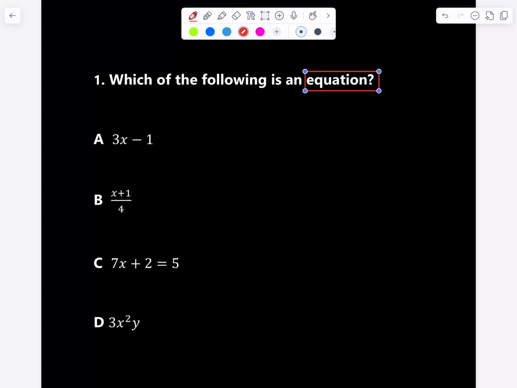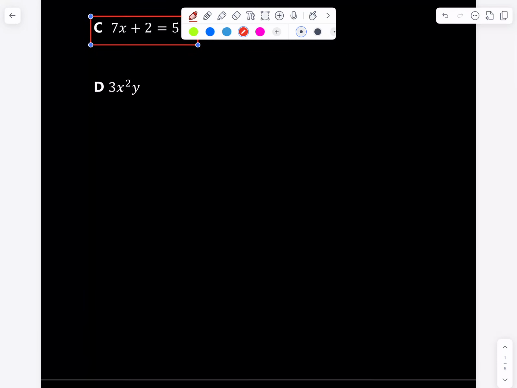The difference between an equation and an expression: an equation has an equal sign because it says the left-hand side equals the right-hand side, whereas an expression doesn't. So the first one, which of these is an equation? Only C has an equal sign. So that is an equation. The rest of these are just expressions. Nice. That was a nice warm up. Hopefully you all feel good.